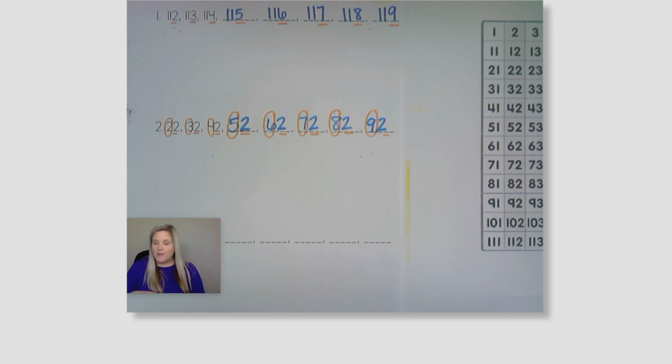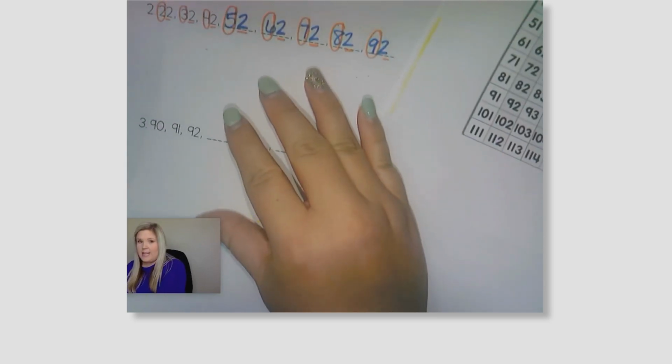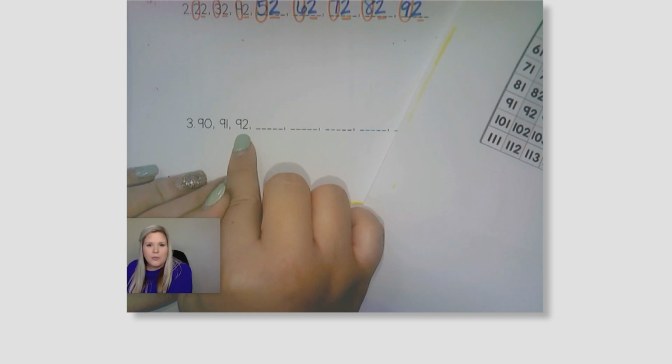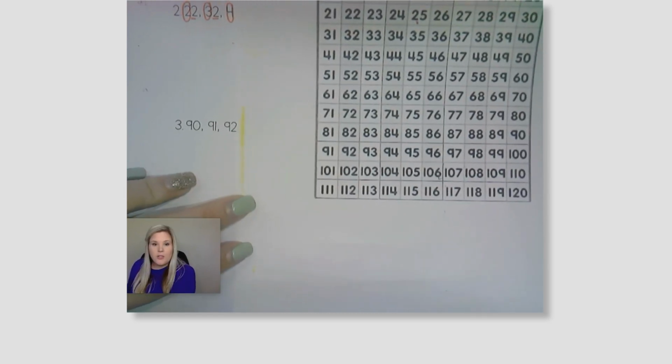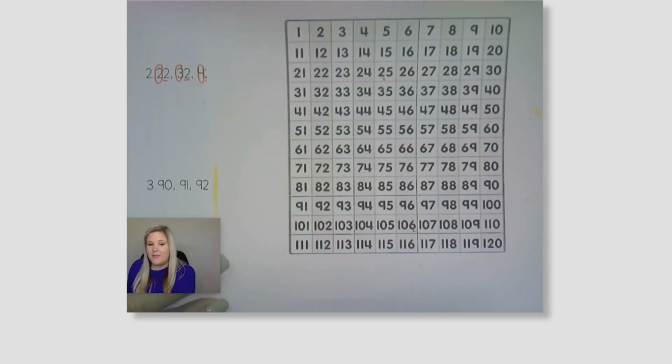Let's look at number 3. Number 3 says 90, 91, 92, and then it has 5 more blanks after it. I want you to solve this problem. I'm going to put the 120 chart to where you can see it. And I want you to find the next 5 numbers. Go.